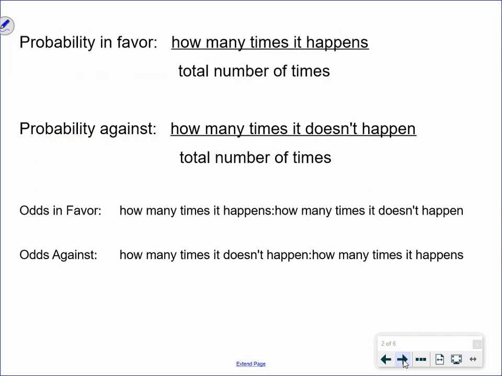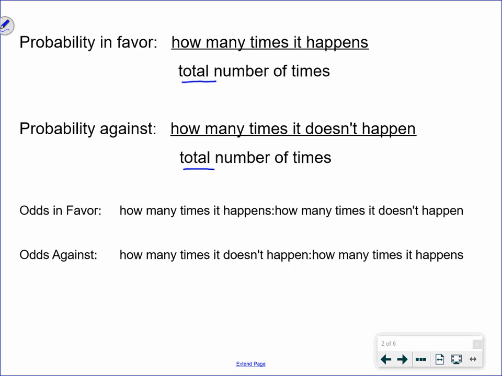So if we're talking about probability in favor of something, it means how many times it does happen out of the total number of times. And the probability against something happening means how many times it does not happen out of the total number of times. So notice that in probability, we have the total in the denominator for both of them.